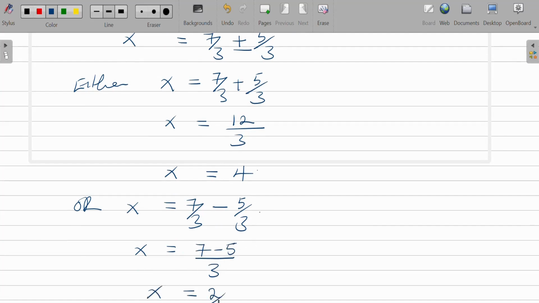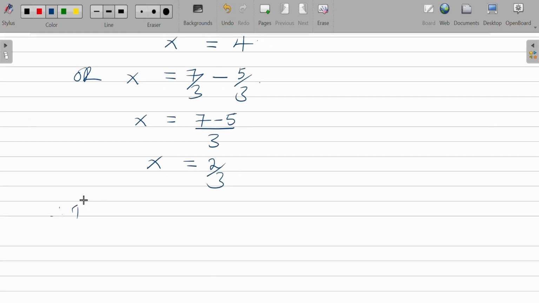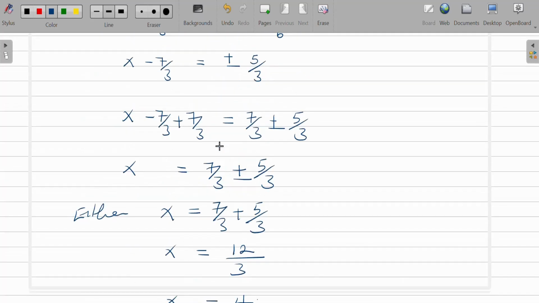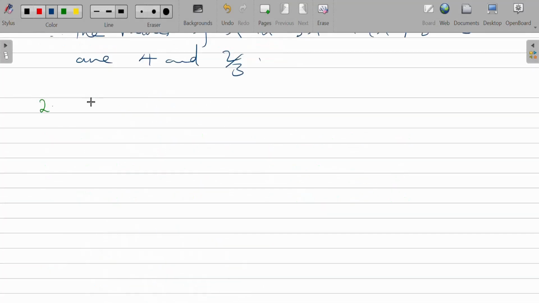Therefore, the values of x in 3x squared minus 14x plus 8 equals 0 are 4 and 2 out of 3. So this becomes the answer, or the values for x in number 1. Then number 2, we are having 2x squared minus 7x minus 4 equals 0.